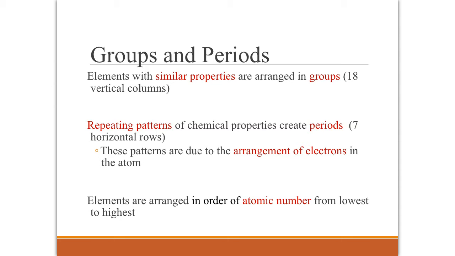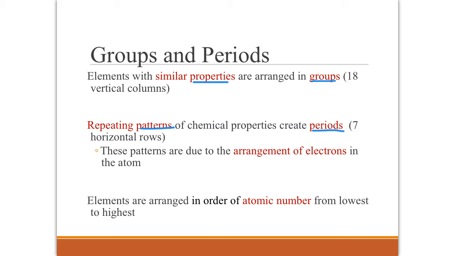The periodic table is organized furthermore into things called groups and periods. Elements that have similar chemical properties are arranged in groups, and those are 18 vertical columns. But then you have repeating patterns of chemical properties, which then create the periods, which is just another way of organizing the rows. So we have 7 horizontal rows or 7 periods.